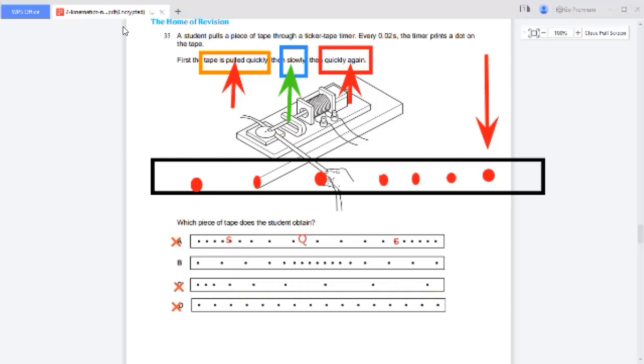So we are left with only one option, let's match it. You can see the tape is pulled quickly. Quickly means in this area the dots are away from each other. Slowly, the dots are close to each other. Then quickly again, the dots are further apart from each other. So this option is our correct option.